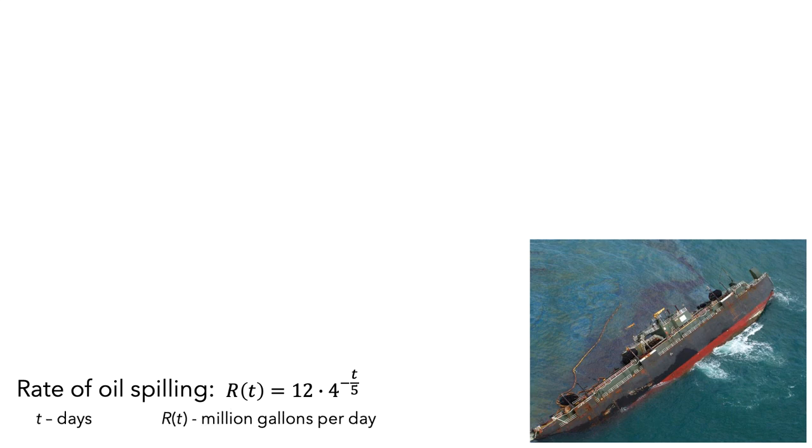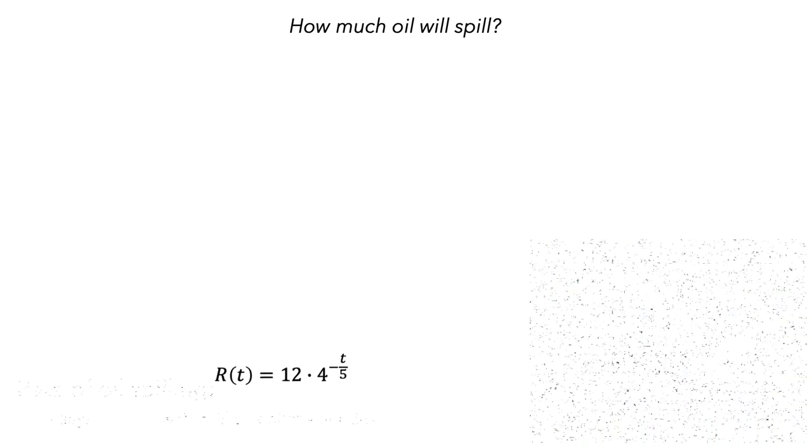As they collect resources to start cleaning up the spill, scientists collect data. After 2 days have passed, the rate of oil leakage can be modeled using the formula R of t equals 12 times 4 to the negative t divided by 5, where t is measured in days since the initial spill, and R of t is in millions of gallons per day. The scientists want to predict how much oil will leak from the tanker over the next 16 days so they can use their resources most efficiently.